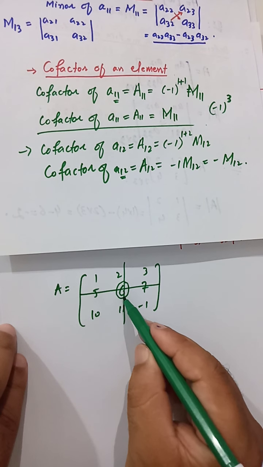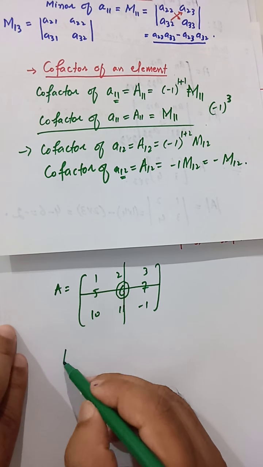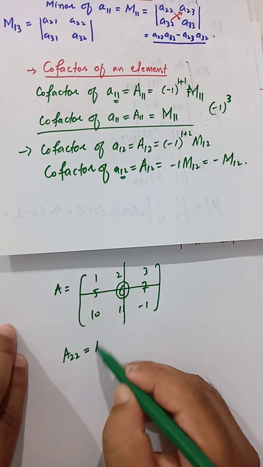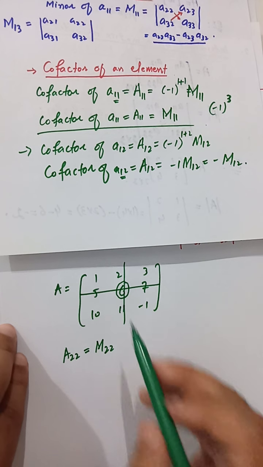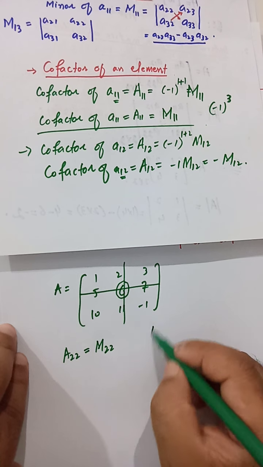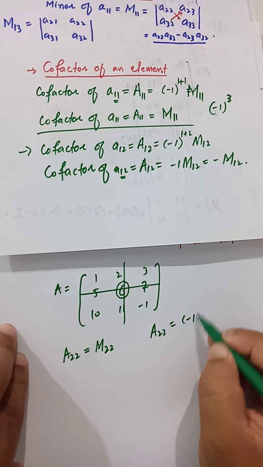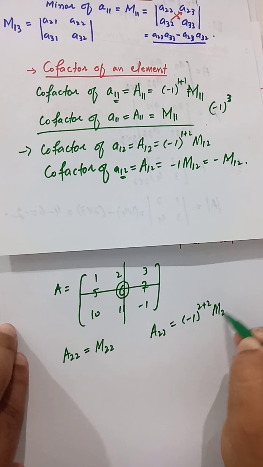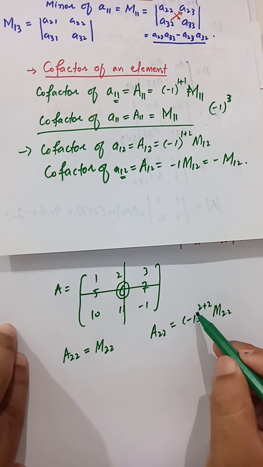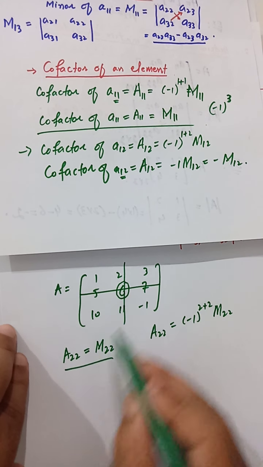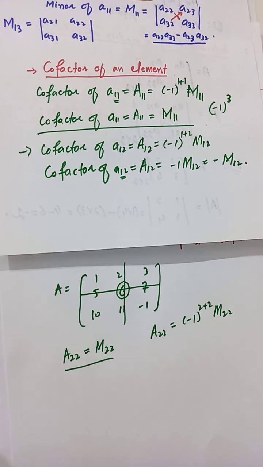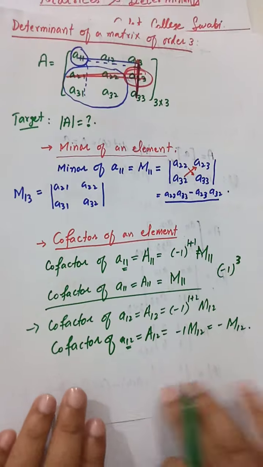So the notation for the cofactor of this element will be A22, because this lies in the second row and second column, and that will be equal to M22. So 2 plus 2 is 4. By the formal definition, when the subscript addition is even, this converts into plus 1. So in that case, the cofactor will be equal to the minor. Remember these points.